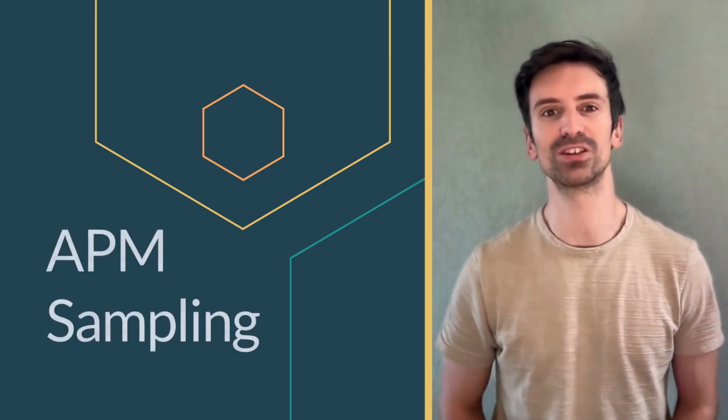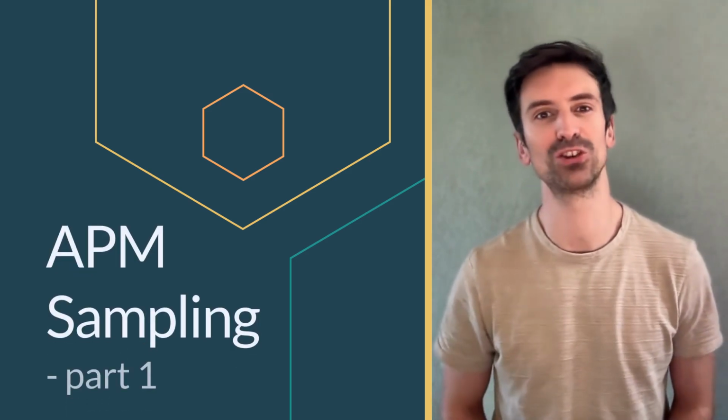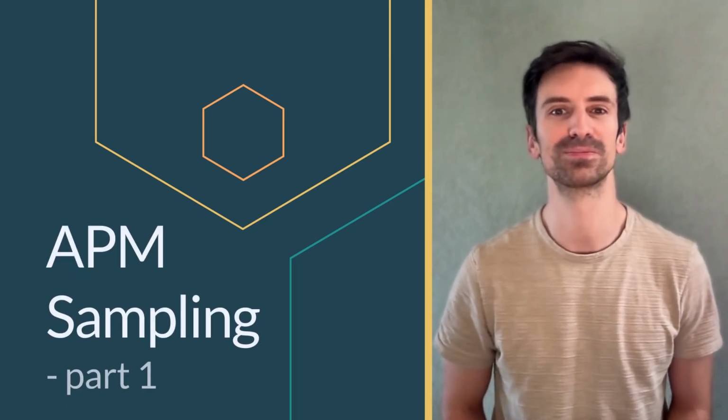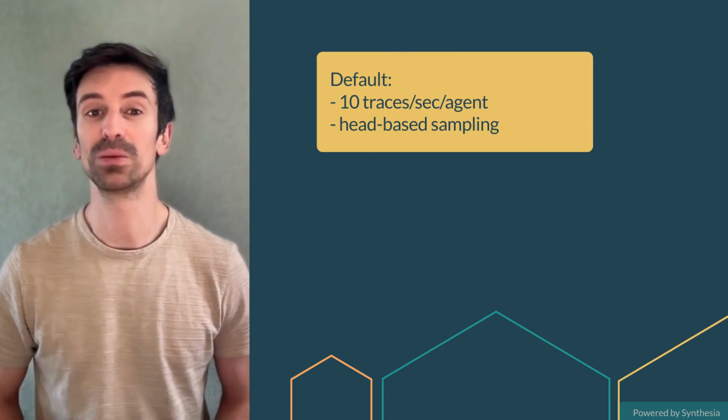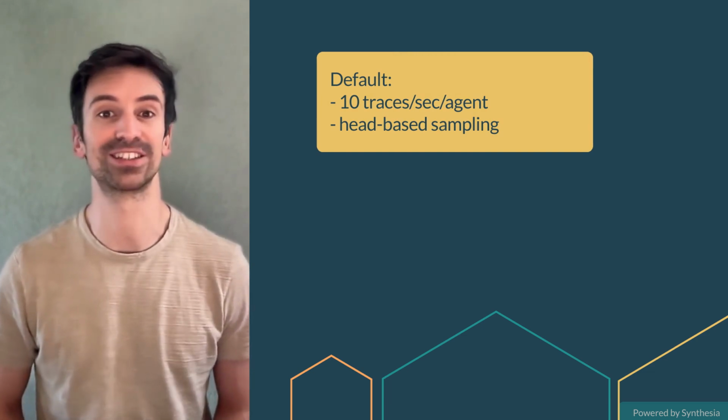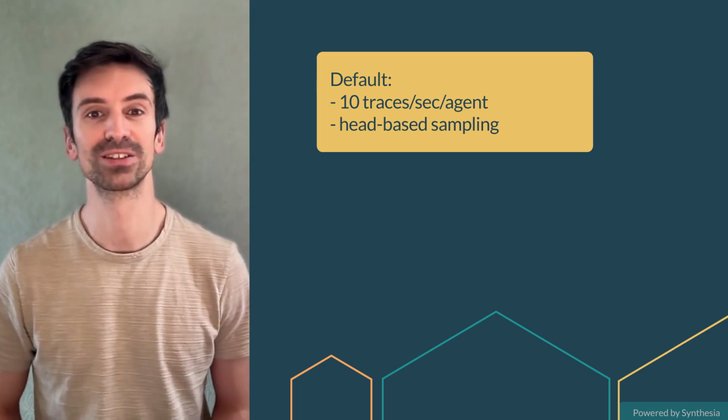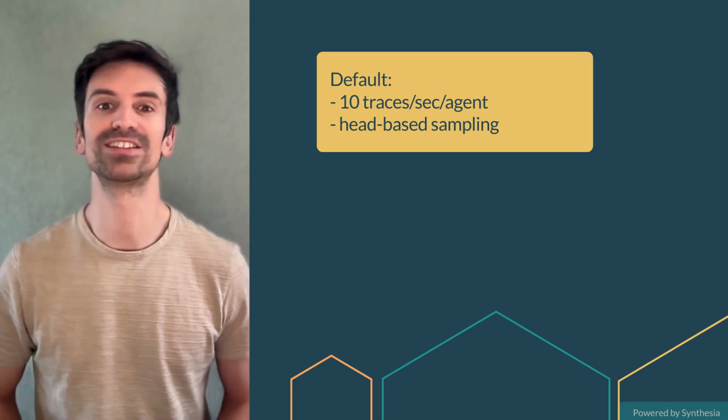Ever wondered how Datadog decides which traces to keep and which ones to drop? By default, the Datadog agent targets just 10 complete traces per second per agent. That's your baseline head-based sampling in action. But here's where it gets interesting. You can tune it, override it, and even add rescue nets for error cases.